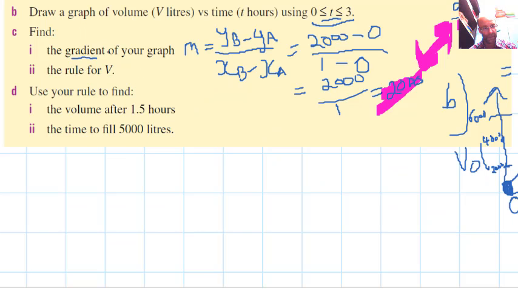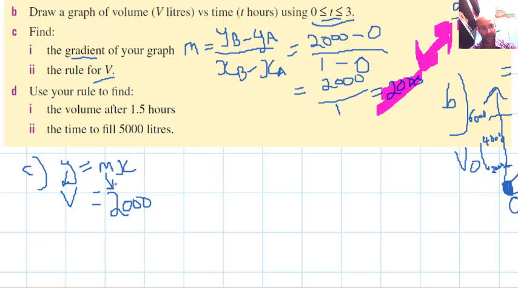Part C, we have to find the rule for V. So remember, I'll write it down here, remember that it has to be y equals mx from earlier in the video. So basically, instead of y on the vertical axis, we've got volume V, and m we just calculated is 2000. Right, so we don't have y, instead we have V. M we just calculated, that's 2000, and instead of x we have time, which is t. So V equals 2000 times t, or V equals 2000t is the rule.